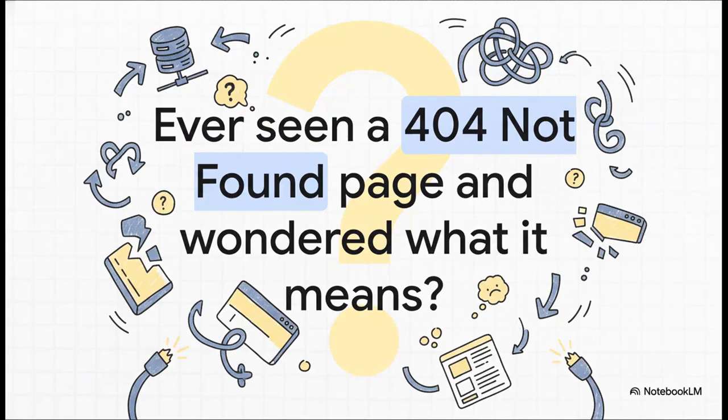Oh yeah, we have all been there. You click a link, you're expecting to see something cool, and instead, bam, you get this cryptic message. It's super frustrating, right? But it's not random. The internet is actually trying to tell you exactly what went wrong. And once you understand the message, you'll know exactly what to do.